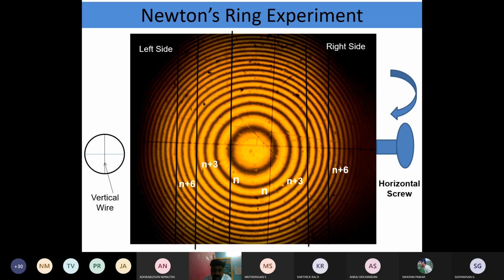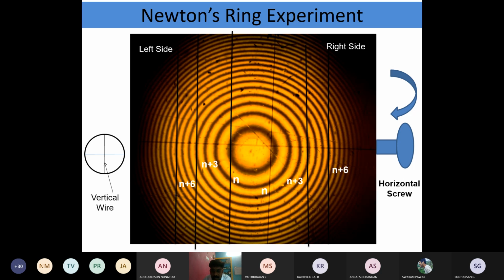See, boys, here you can see the Newton's ring. You are seeing just the black, blue and yellow rings here. So this is the circular interference pattern. We have to consider both sides. In the Newton's ring experiment, we are going to take readings from the left hand side, and also from the right hand side.